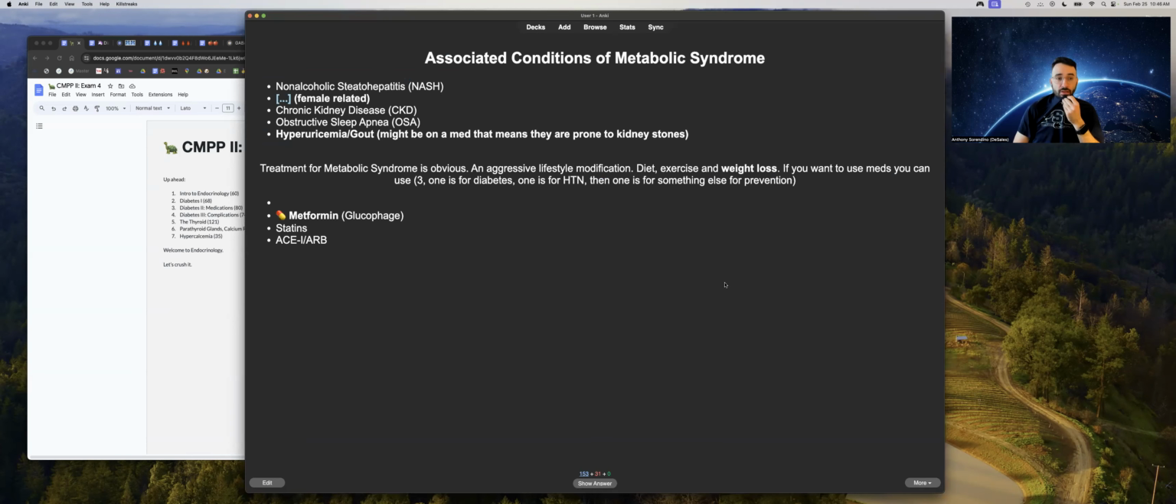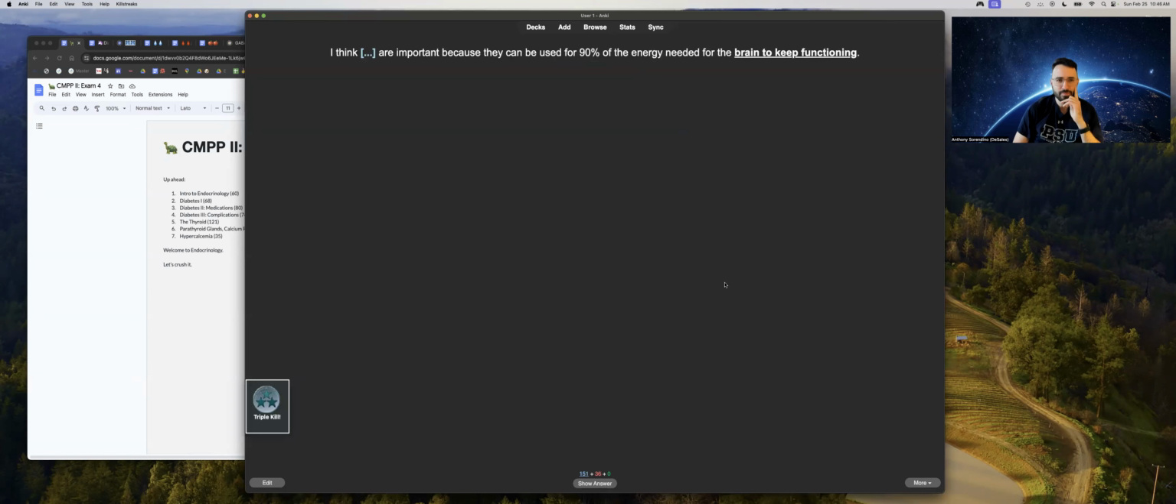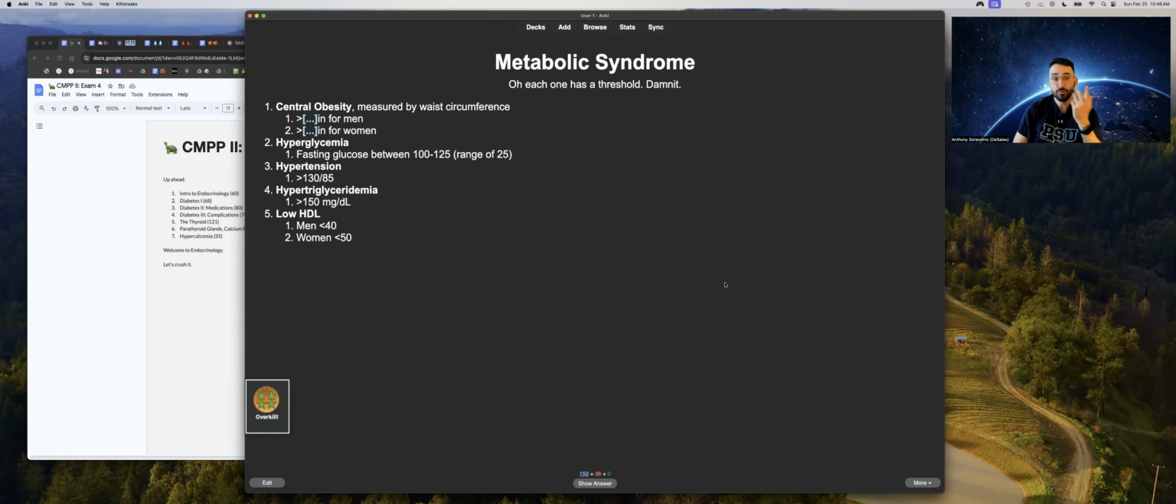All right. Associated conditions of metabolic syndrome. PCOS, I think, was one that stood out to me. Blank antibodies most common with DM type 1. Oh, this is like a weird name. Just islet cells? Yeah. I think blank are important because they can be used for 90% of energy needed for the brain to keep functioning. Ketones, ketone bodies. Central obesity measured by waist circumference.